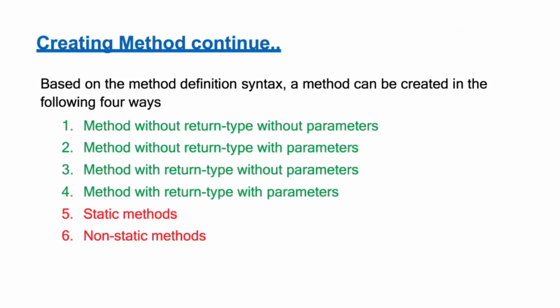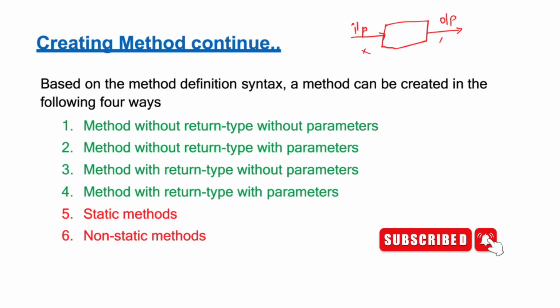Now, how many types of methods are there? I will draw the same diagram; assume this is my method. There are some methods with input value, some methods with output value, some methods without input value and without output value, some without input value but with output value, and similarly some with input value but no output value. In this way, the methods will be there.